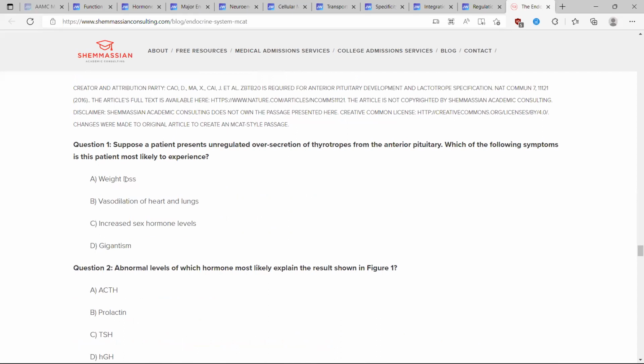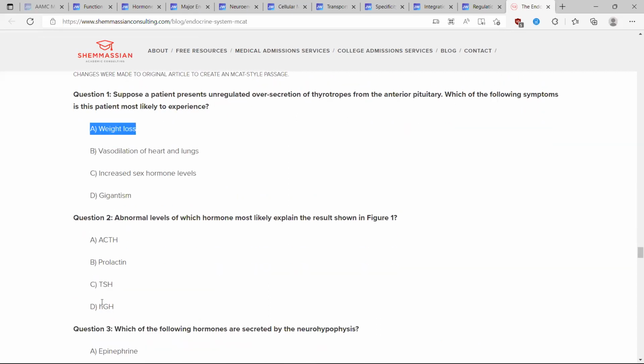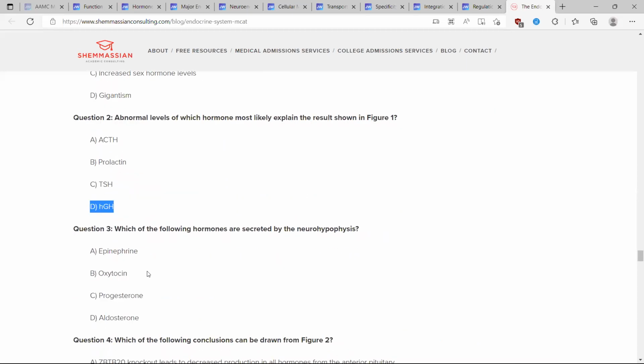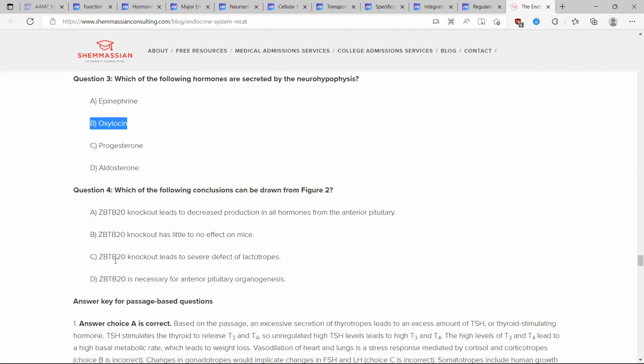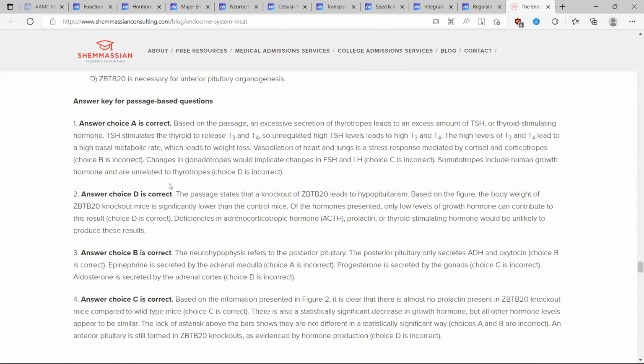So I think we said weight loss, we said growth hormone, we said oxytocin, ADB, ADBC. So let's look at our answer choices here. An excessive secretion of thyrotropes leads to an excess amount of TSH, or thyroid stimulating hormone, which stimulates the thyroid to release T3 and T4. Unregulated high TSH levels lead to high T3 and T4, leading to a high basal metabolic rate.